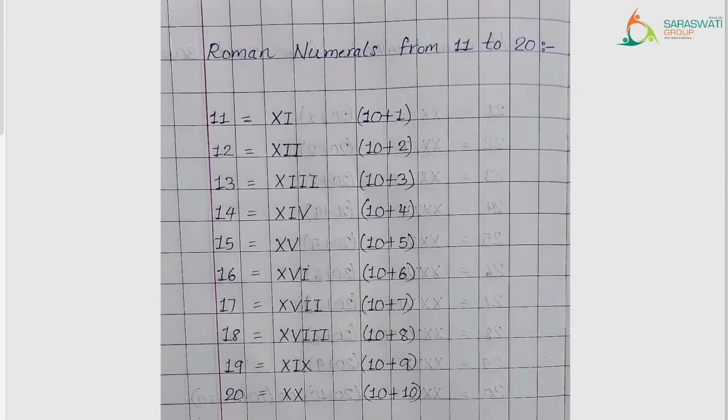Now let us have a look at the Roman numerals from 11 to 20. So students, how will we get these numbers 11 to 20? So if we add 10 to the numbers from 1 to 10, we will get the next 10 numbers, that is 11 to 20. So that is what we have done over here. 11 is equal to 10 add 1, 12 is equal to 10 add 2, 13 is equal to 10 add 3, so on till 20 which is equal to 10 add 10.